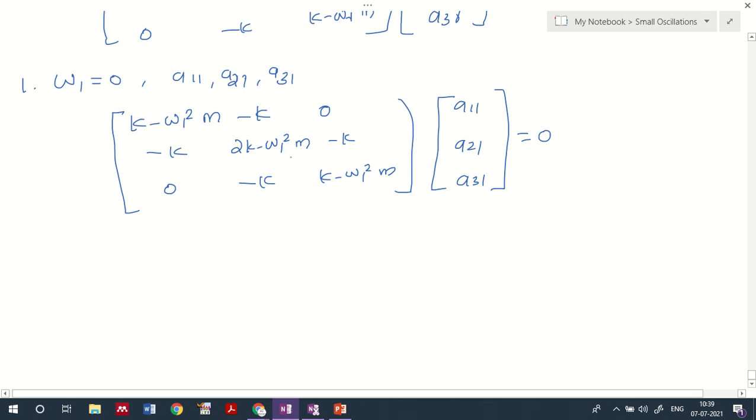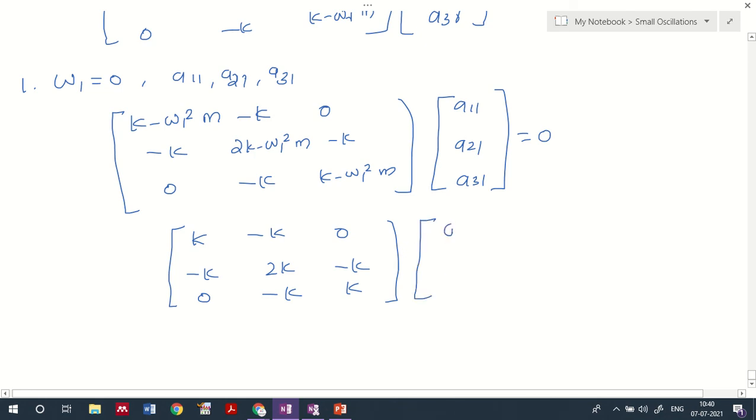So this term will go 0 and this term will go 0, and this omega 1 square, wherever omega 1 is coming, that term will go 0. And finally, the matrix will be what? It is k, minus k, 0, then minus k, 2k, minus k, then 0, minus k, k will be the value. Okay, because this part of the term will go 0 because omega 1 equal to 0.